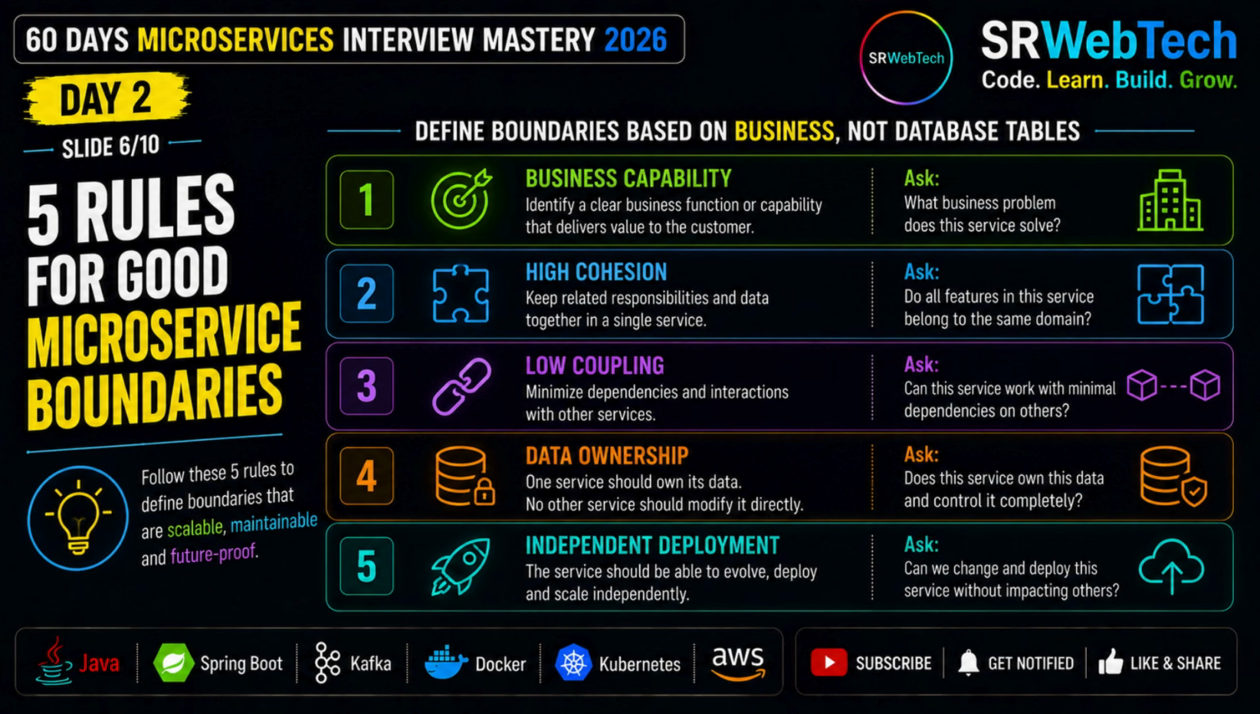Now let's define 5 rules for strong microservice boundaries. First, start with a clear business capability and ask what function the service provides. Second, keep related responsibilities together for high cohesion. Third, minimize dependencies for low coupling. Fourth, establish clear data ownership. Fifth, make independent deployment possible. If splitting a service creates excessive dependencies or distributed transactions, reconsider the boundary.